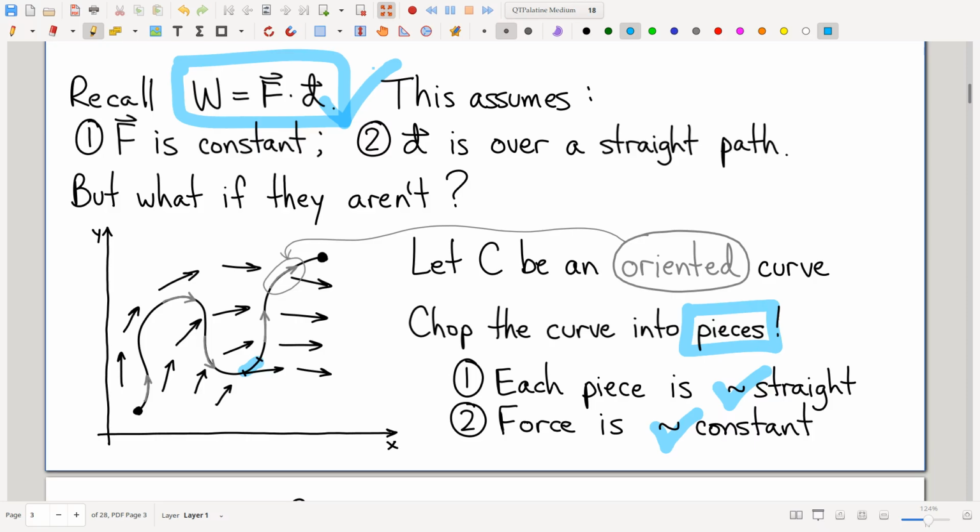Could you please repeat the justification for the force being almost constant? Yeah, so I'm assuming that our vector field is continuous, and when something's continuous, when you move not very far away, the thing doesn't change very much. Okay. That's all. Yeah, that's right.